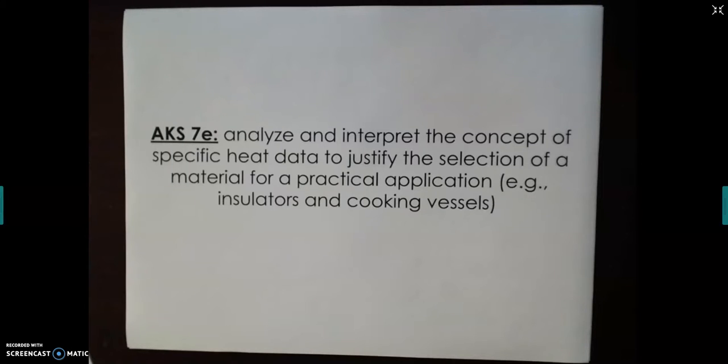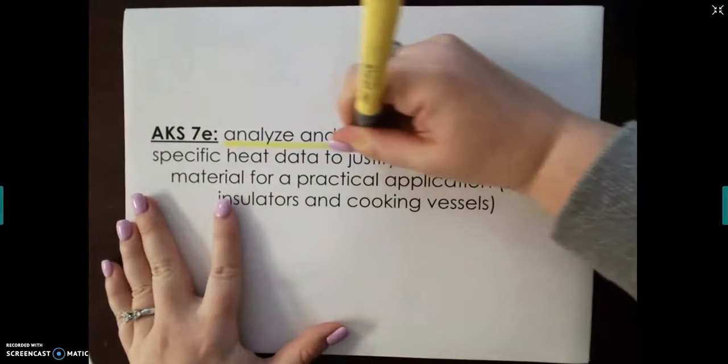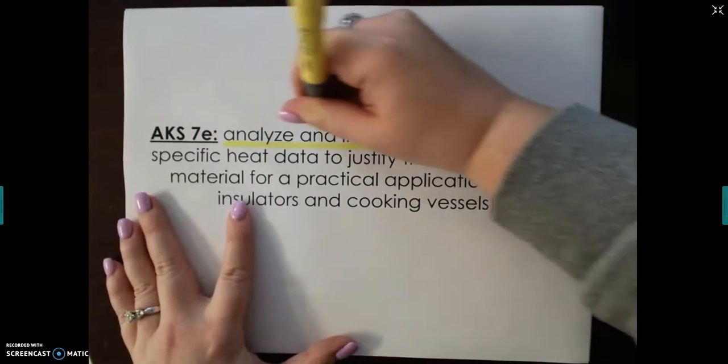We're going to deconstruct AKS 7E together. Let's first read the standard: analyze and interpret the concept of specific heat data to justify the selection of a material for practical application. And they give you some examples, insulators and cooking vessels. So let's first go through and highlight all of the key terms in the standard. I think analyze and interpret are going to be very important.